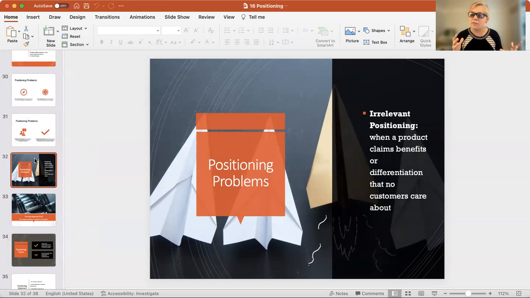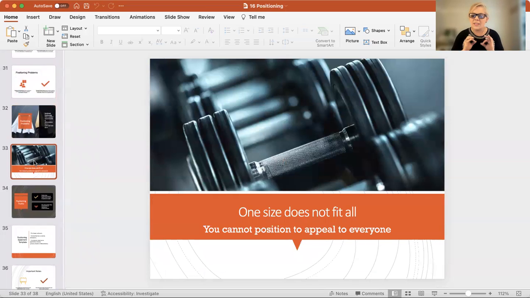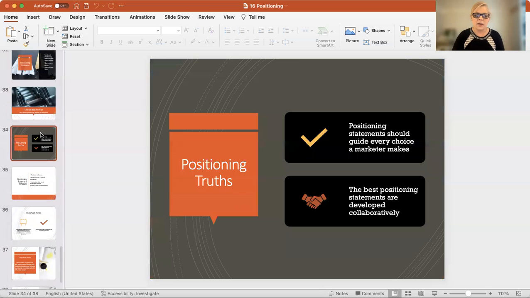Positioning problems, irrelevant. When a product claims benefits or differentiation that customers don't even care about. You know, if Toyota comes up and they say, hey, our cars can directly drive you to the skating rink, and that's the only place, but you'll never have to navigate there again, people probably don't care about it. That's a silly feature, and we've seen that on a lot of different things. One size does not fit all. You cannot position to appeal to everything. That is why you have different target markets and segmentation.